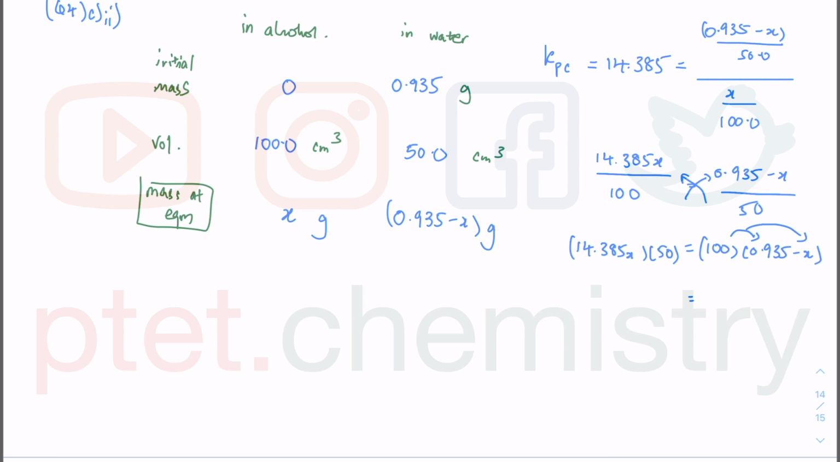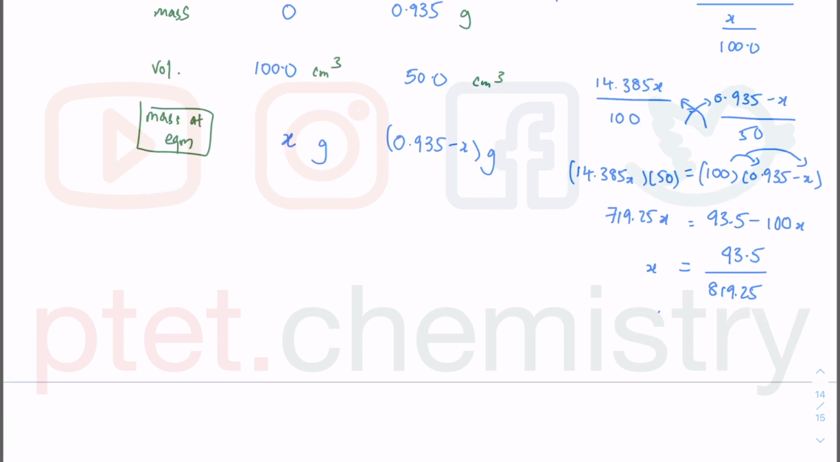14.385 multiplied by 50, I get 719.25X, and then 100 times 0.935, I get 93.5, and then I get 100X. So X is going to be something divided by 819.25. Because you can move the plus 100 to the other side, you get 719.25 plus 100, you get 819.25X equal to 93.5. And then you make X the subject by moving the 819.25 down there, and you will get 93.5 divided by 819.25. So I've gotten my answer as X equal to 0.114.